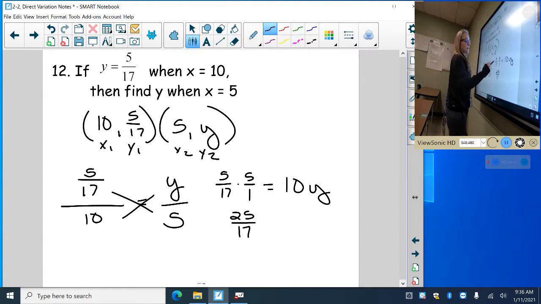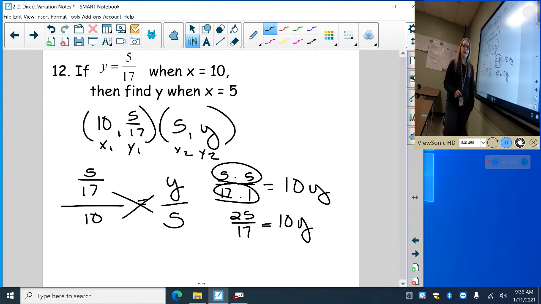25/17, because I multiplied the tops and multiplied the bottoms, equals 10y. Now, we could divide by 10 on both sides to get rid of the 10 to get y by itself. But the problem with doing that is then I leave myself with a fraction over a fraction. So instead of dividing by 10, I'm going to multiply by 1/10.